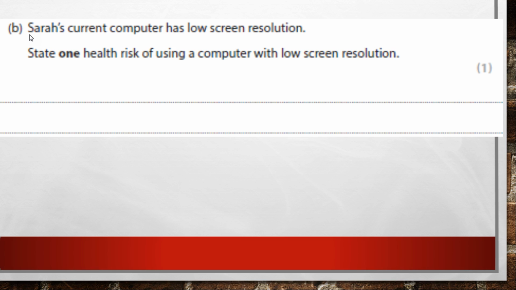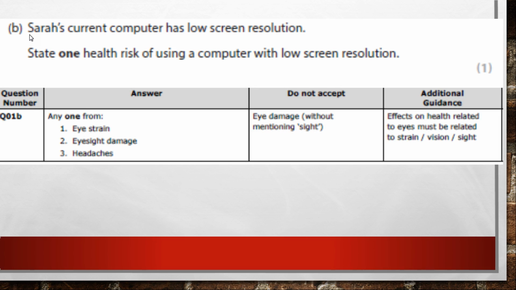Have a think. Well, obviously you're going to get eye strain, because you're constantly looking at a screen, squinting and all that sort of stuff. You get eye strain, possible eye damage, or possible headaches. You can't put eye damage. You need something like strain, or the word sight. So look at the additional guidance.